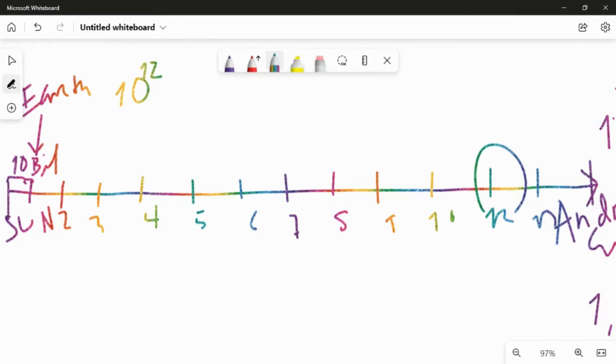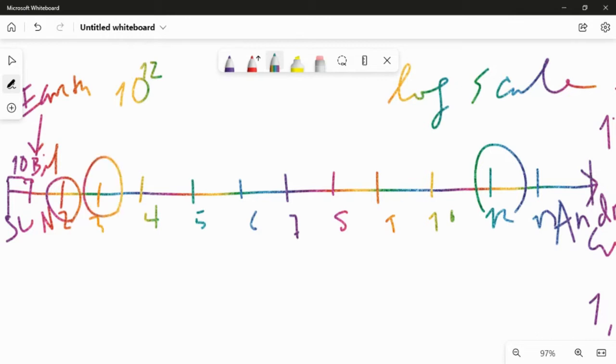What does this mean? On a normal scale, 2 is 2 times 1, 3 is 3 times 1, 4 is 4 times 1, right? But on a logarithmic scale, log scale, 2 doesn't mean 2 times, it means 100 times. 3 means 1,000 times. 4 means 10,000 times, right?